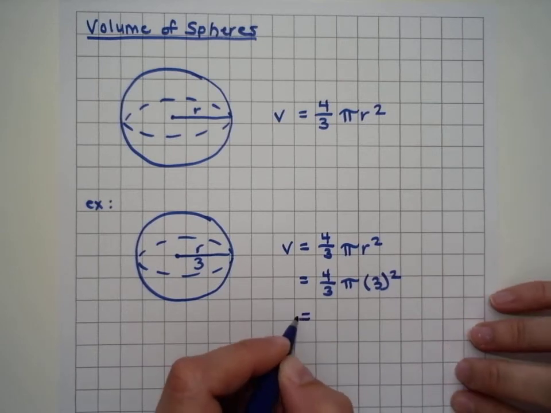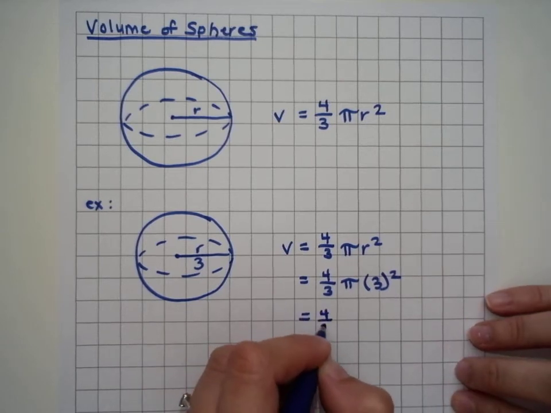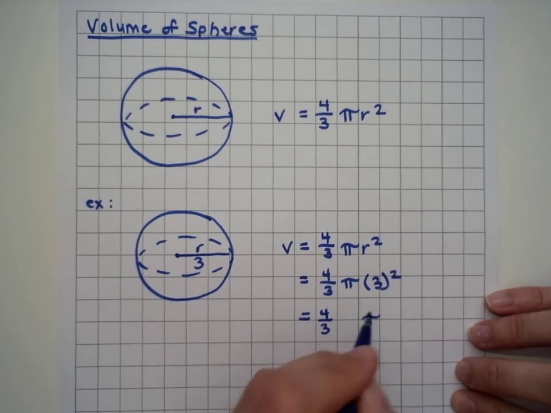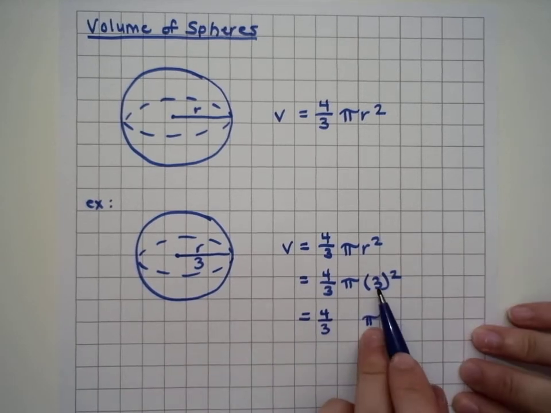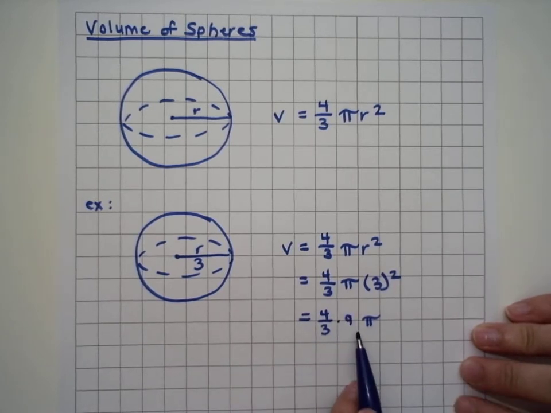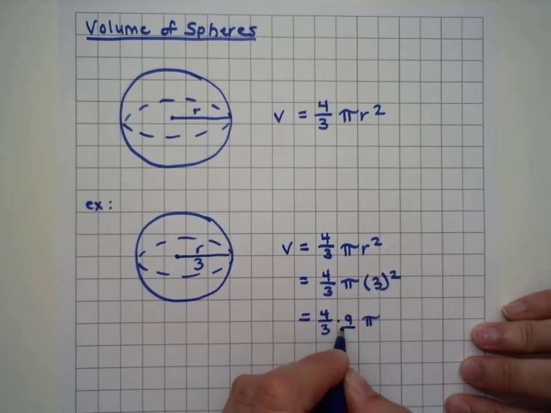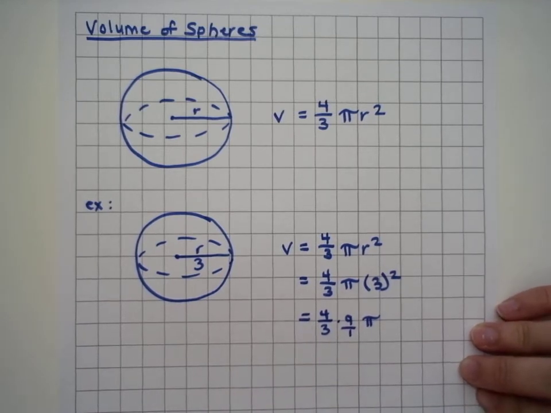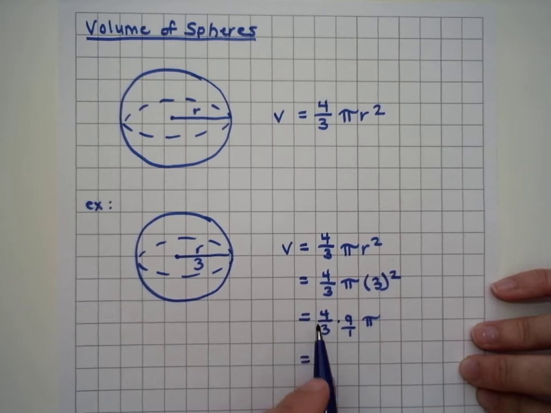And so we have 4/3. I'm going to move pi to the end because it'll be easier for us to simplify 3 squared, which is 9. So you have to multiply 4/3 times 9. So you have to remember how to multiply fractions. So it's easier if you turn your 9 into a fraction. And then remember, we just multiply straight across.